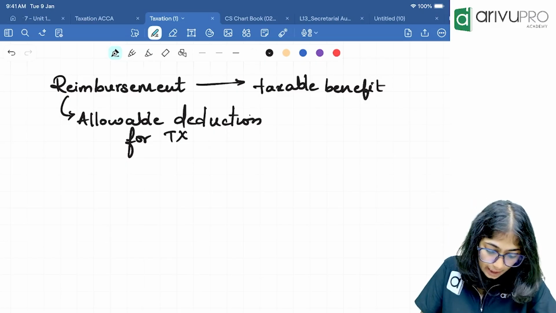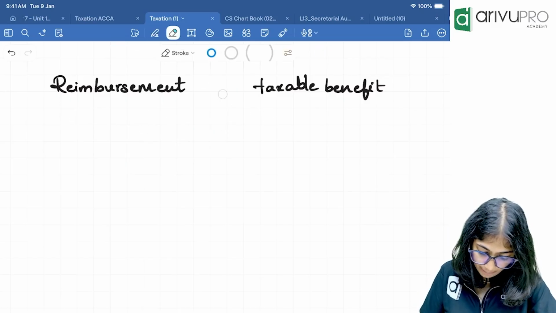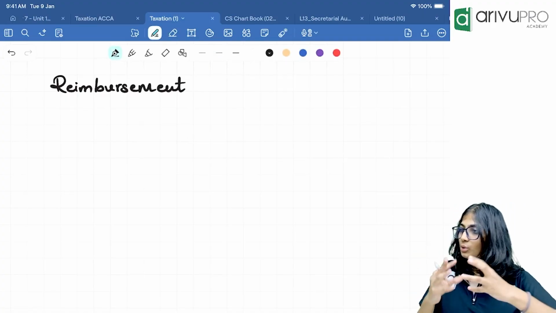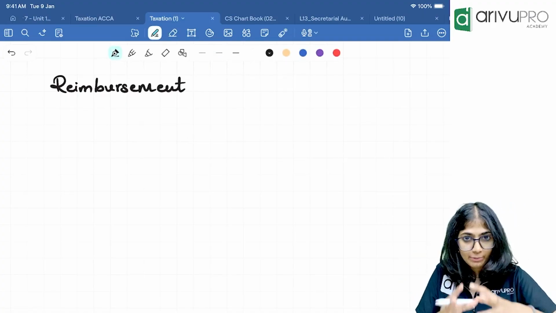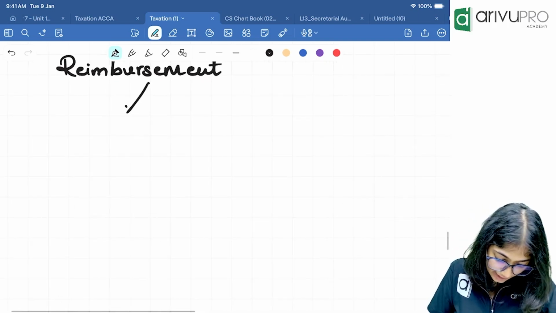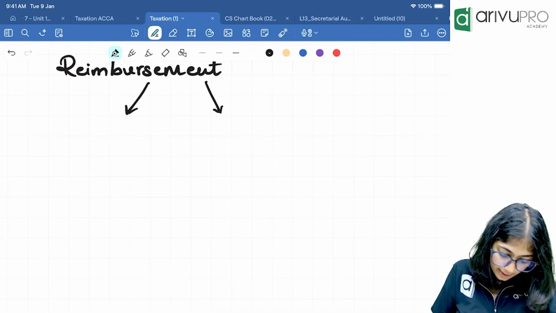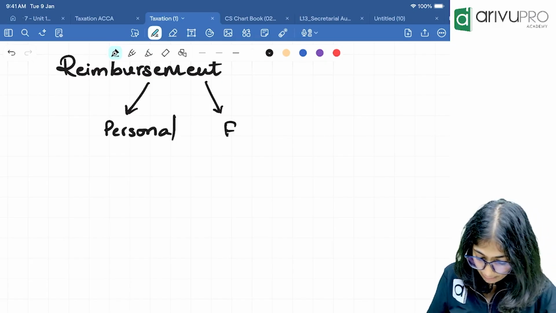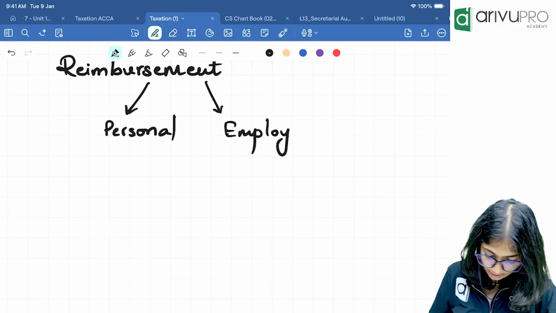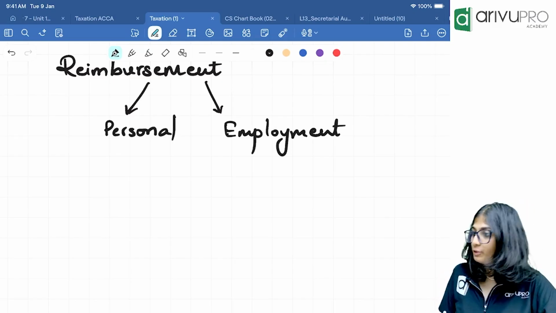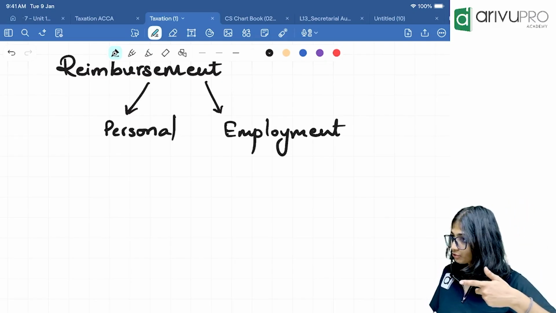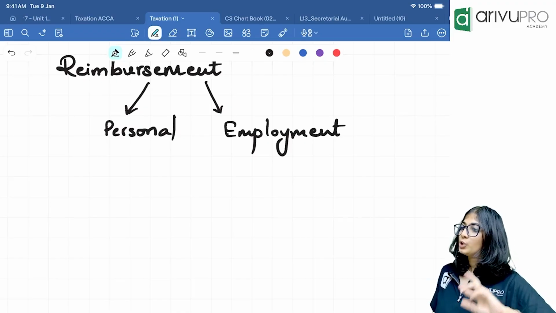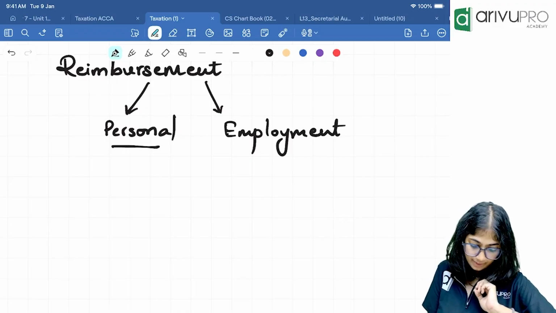So you have two elements here when it comes to reimbursement. I'm just trying to explain the concept of reimbursement. You're getting reimbursed not only for personal stuff, you're also getting reimbursed for employment stuff. Things that are required for your employment, you're also getting reimbursed for. You're also getting reimbursed for personal. Now they're asking, how should you treat each of these?